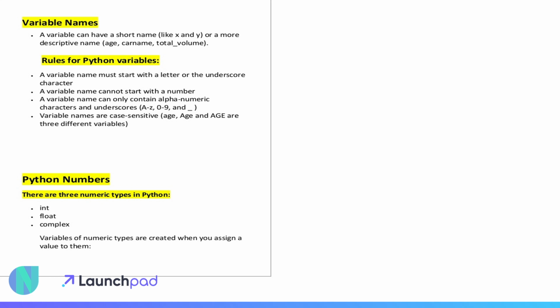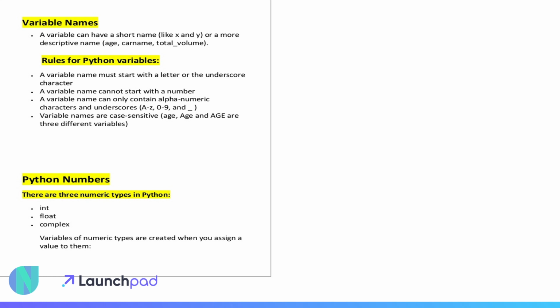Now, what are the rules for Python variables? The first rule is that a variable name must start with a letter or underscore character, from A to Z or an underscore, but a variable cannot start with a number. A variable can only contain alphanumeric characters and underscores. Variable names are case sensitive, whether it's completely in small letters like age, then Age with a capital, then fully capitalized. These are the different ways to write a variable.